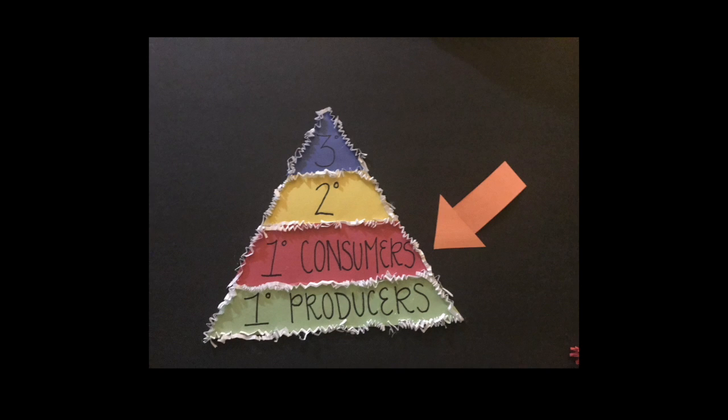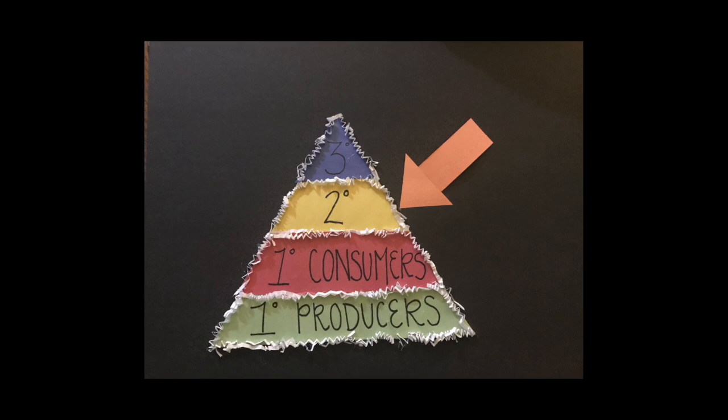Above the primary producers are the primary consumers. To consume means to eat. The primary consumers are the first organisms to eat the primary producers and use the energy they stored inside of them. The primary consumers must eat a large number of the primary producers to survive, which is why the level of the pyramid is smaller than the first.